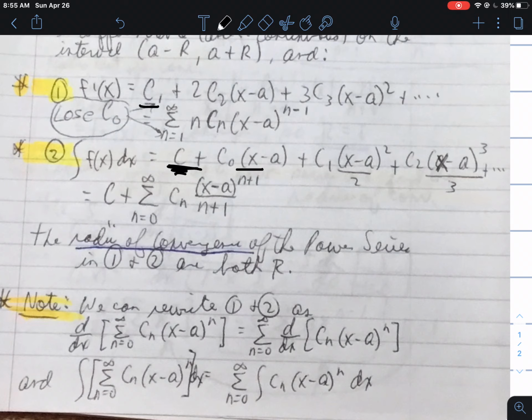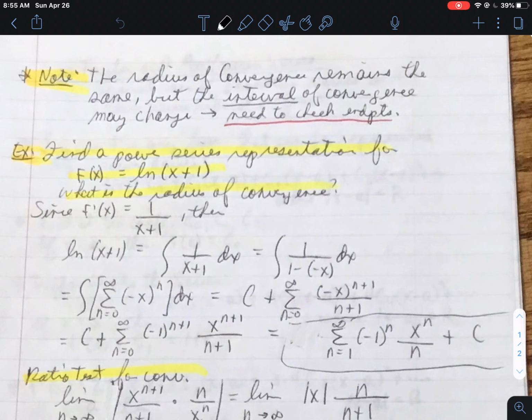And then this is what I said earlier. Right? The radius of convergence remains the same. The interval of convergence may change, right? Because I always say with these, you have to check your endpoints depending upon the type of series that you are, or the type of test that you're using to determine convergence or divergence.